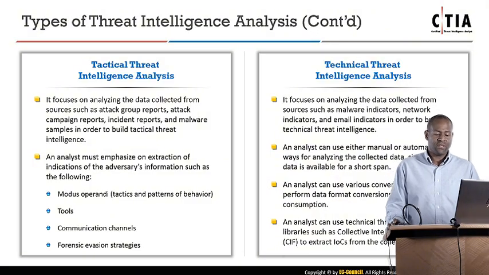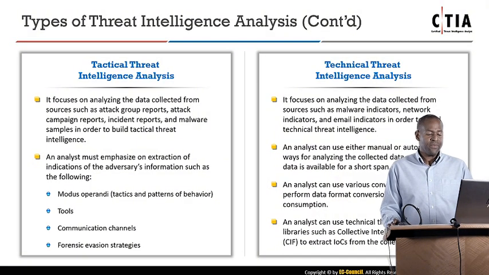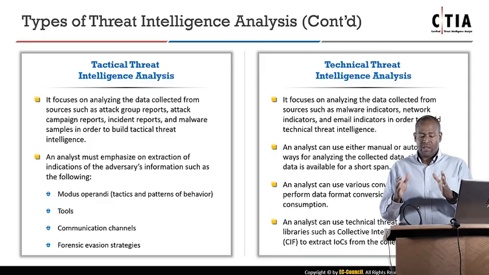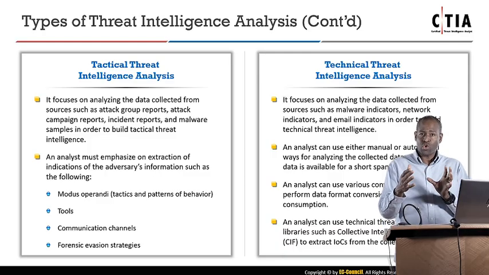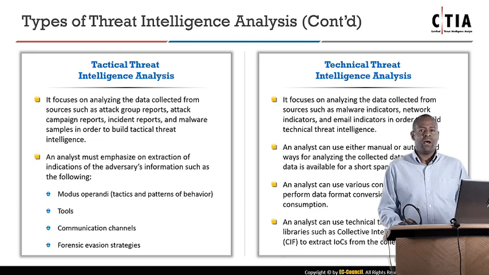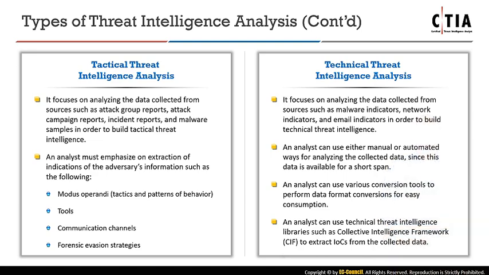And what we'll do with this data, we'll collect the data and we'll look at it only dealing with a short horizon of time because we're looking at actual attacks that are happening. And lastly, we see that we can use that technical threat intelligence, use libraries such as CIF, which is the Collective Intelligence Framework, to extract those indicators of compromise from the data. So we have 4 different types of threat intelligence analysis.